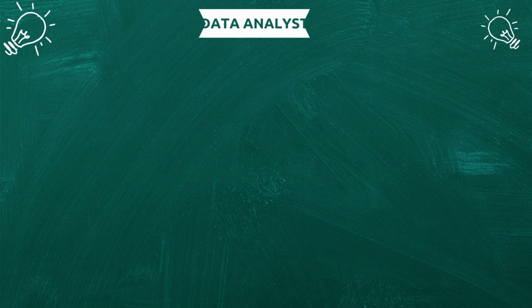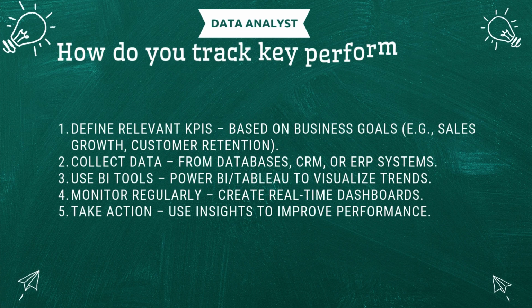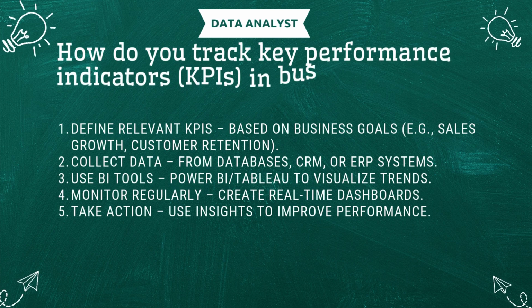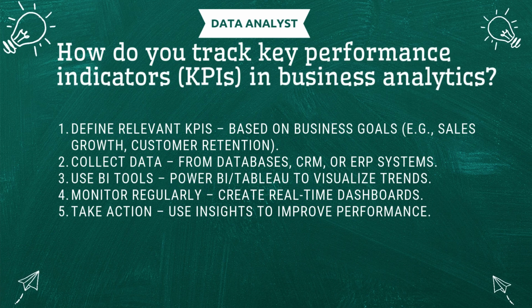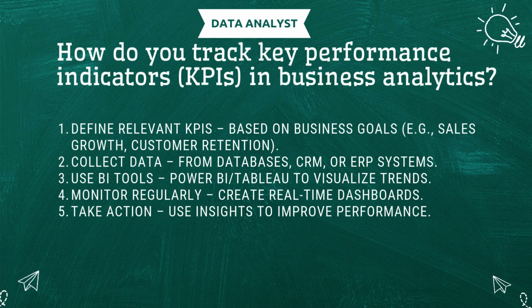How do you track key performance indicators, KPIs, in business analytics? Define relevant KPIs based on business goals, for example, sales growth and customer retention. Collect data from databases, CRM, or ERP systems. Use BI tools like Power BI or Tableau to visualize trends. Monitor regularly, create real-time dashboards. Take action, use insights to improve performance.